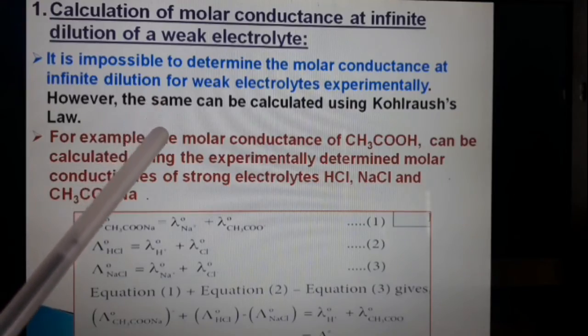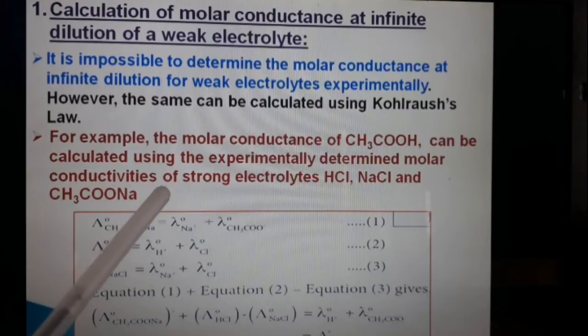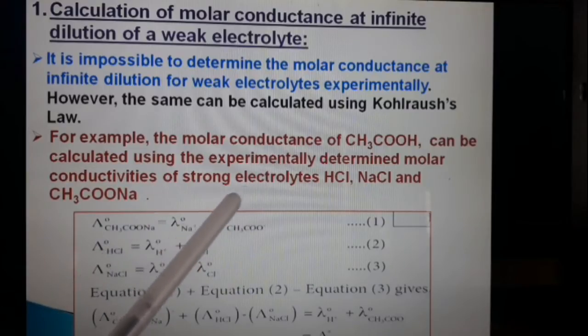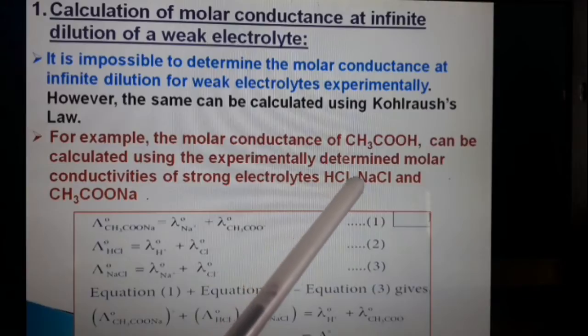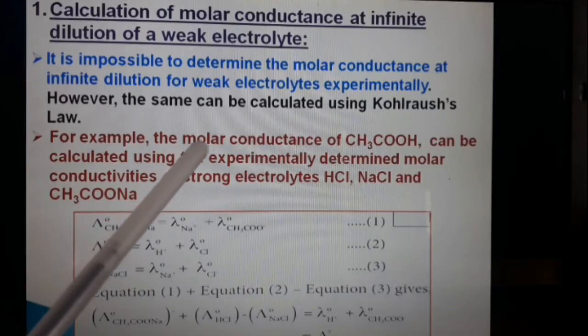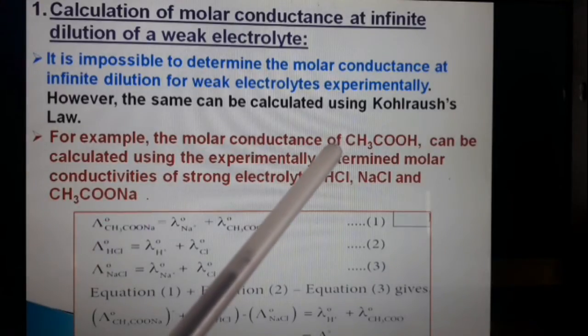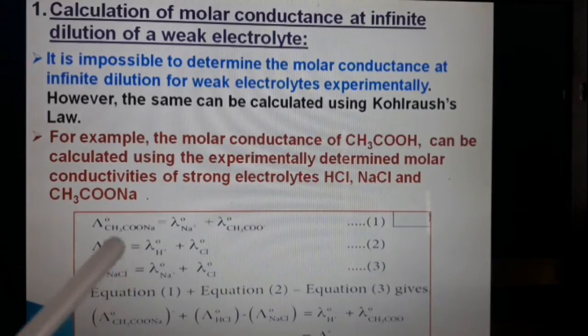So as per Kohlrausch law, we take the concentrated electrolytes, that is strong electrolytes: hydrochloric acid, sodium chloride and sodium acetate. From these, how is the molar conductance of CH3COOH obtained? Now we explain the concept.